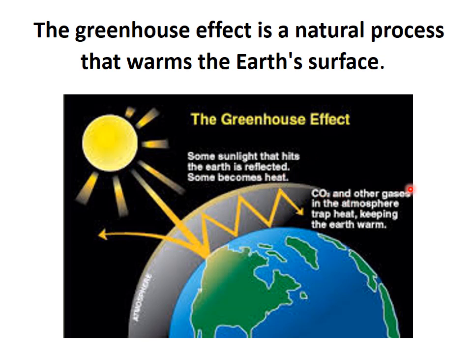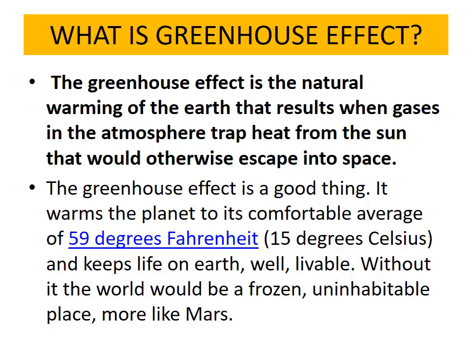So some sunlight that hits the earth is reflected and some becomes heat. Carbon dioxide and other gases, meaning the greenhouse gases, what do they do? They trap heat. Now heat is essential for sustaining life. If all of the sun's energy got reflected back, then earth would not get any sunlight or heat, and it would become as cold as planets which do not have life on them. So the greenhouse effect is not bad.